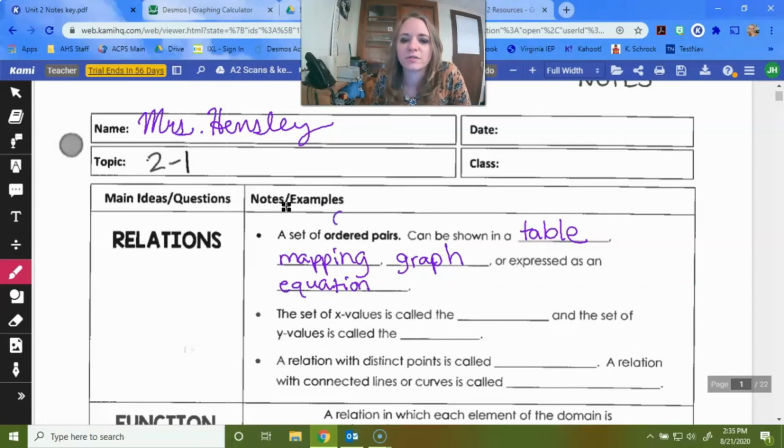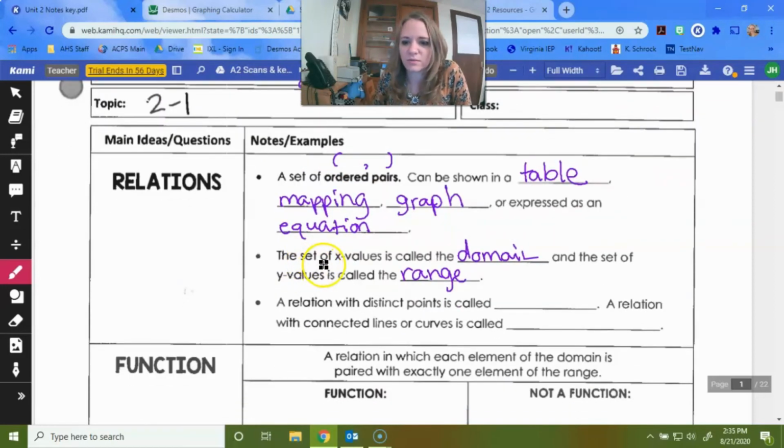Ordered pairs are two items, x, y. Okay, the set of x values is called the domain. And the set of y values is called the range. You're like, oh yeah, I've heard of that before. Wow, why did my n go a little bit weird? Alright, sorry about that. A relation with distinct points is called discrete.